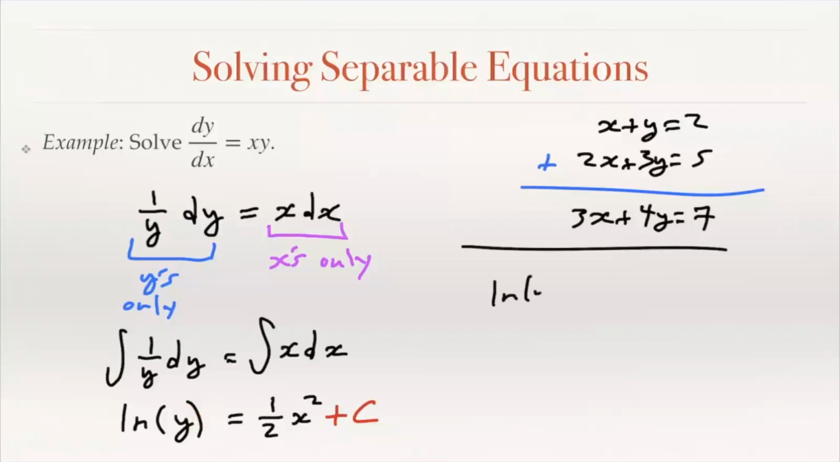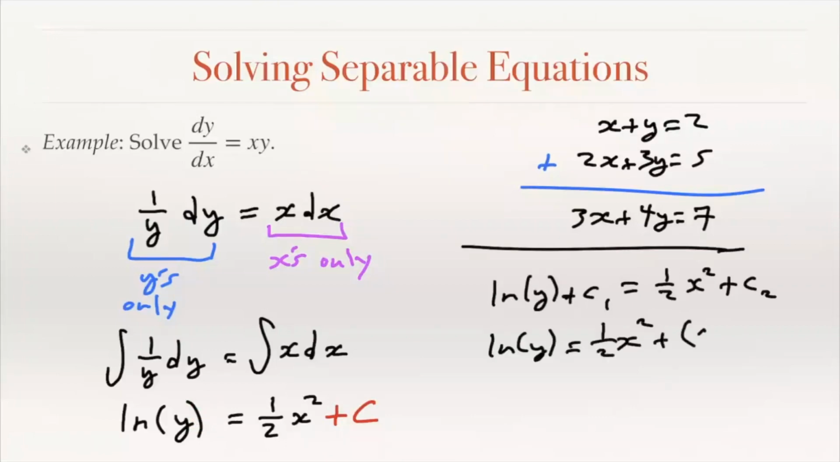Let me show you what happens. So it's like plus c1 there equals 1/2 x squared plus another arbitrary constant. We can move that to the other side like that. And a difference of two arbitrary constants. So imagine as c1 and c2 range across all real numbers, then their difference can also be any real number. So we can just call this another arbitrary constant. So that's what that is.